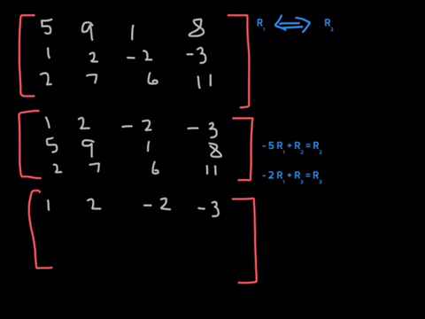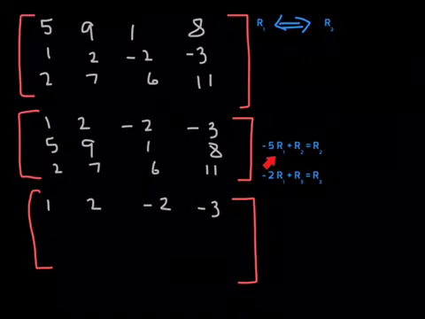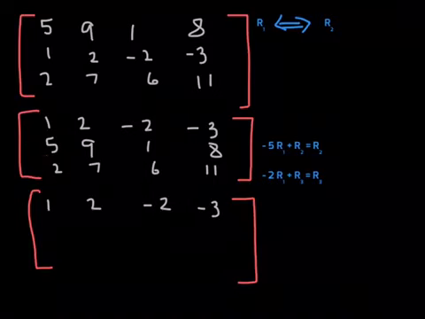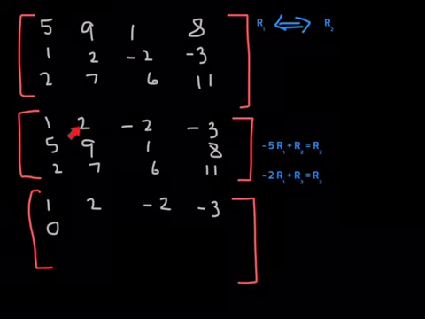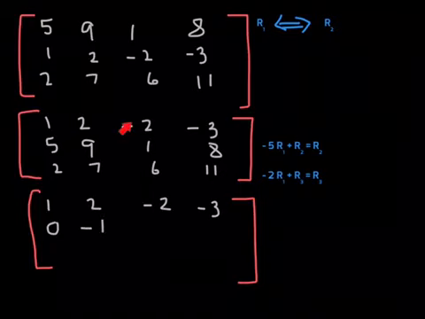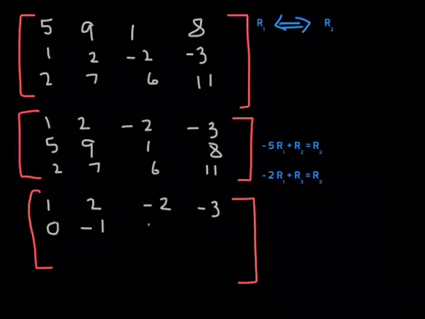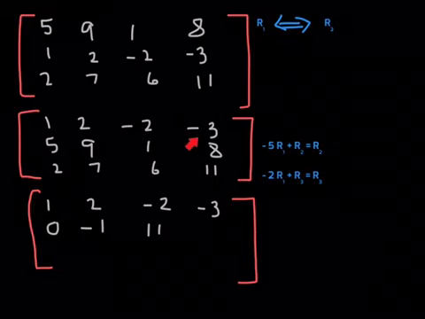I'm going to multiply all of row 1, it's written right here, by -5 and add it to row 2. So 1 times -5 is -5, plus 5 is 0. 2 times -5 is -10. -10 plus 9 is -1. -2 times -5 is +10, plus 1 is 11. -3 times -5 is +15, plus 8 is 23.